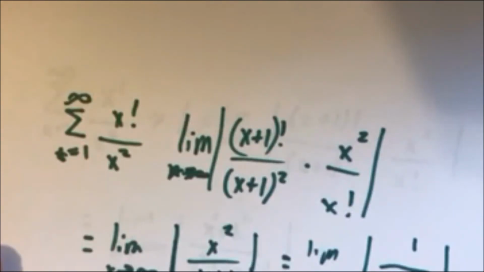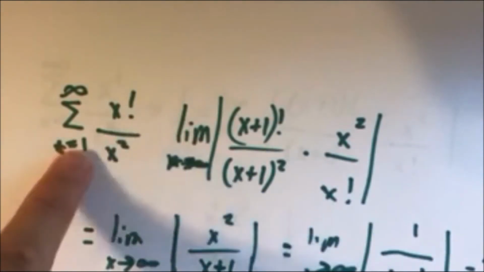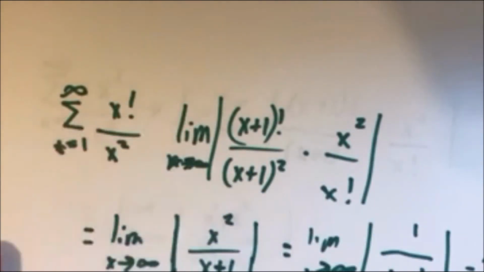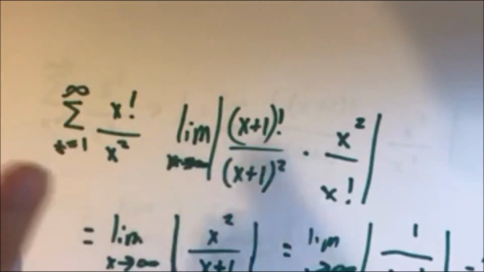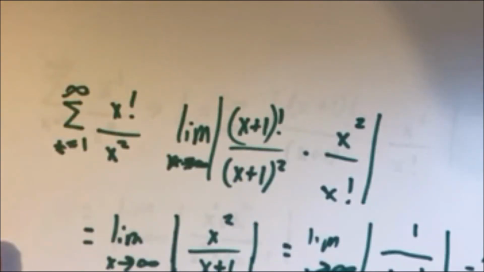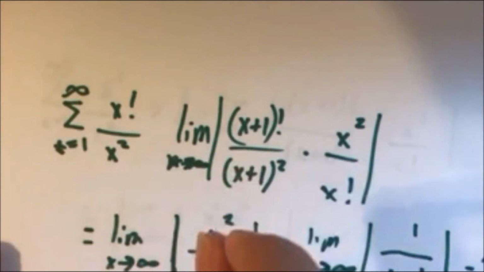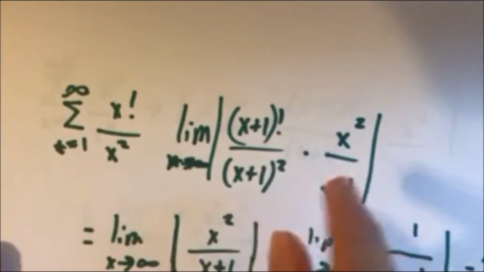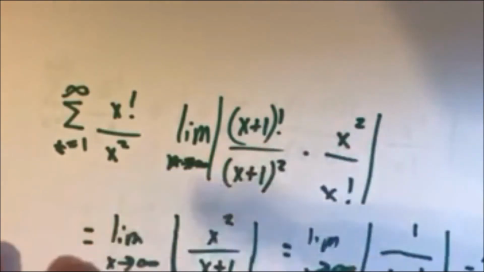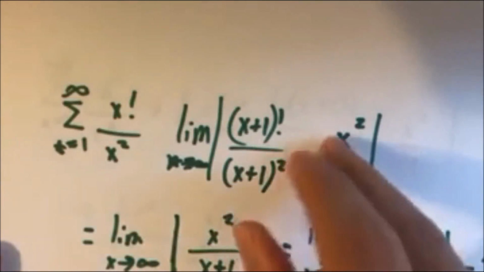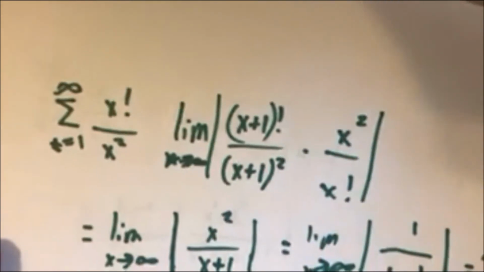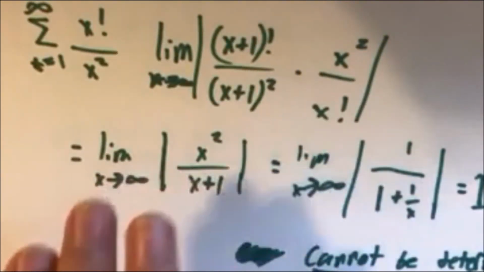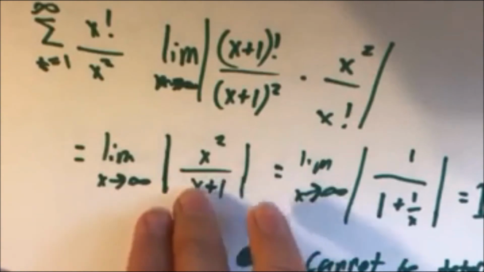And for the last section of this FRQ, we have the summation from x equals 1 to infinity of x factorial over x squared. To find the radius of convergence, we need to use the ratio test. So first we're going to take the limit of a sub n plus 1, so we replace every x with x plus 1. So (x plus 1) factorial over (x plus 1) squared times the reciprocal of the original function, which is x squared over x factorial.